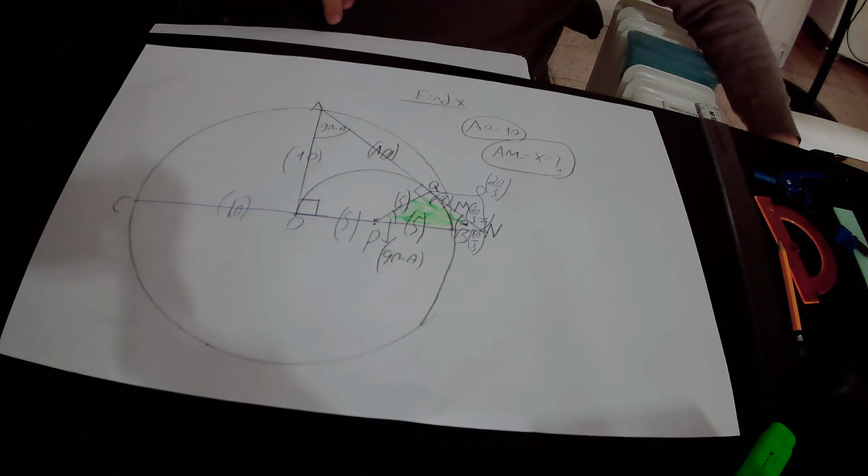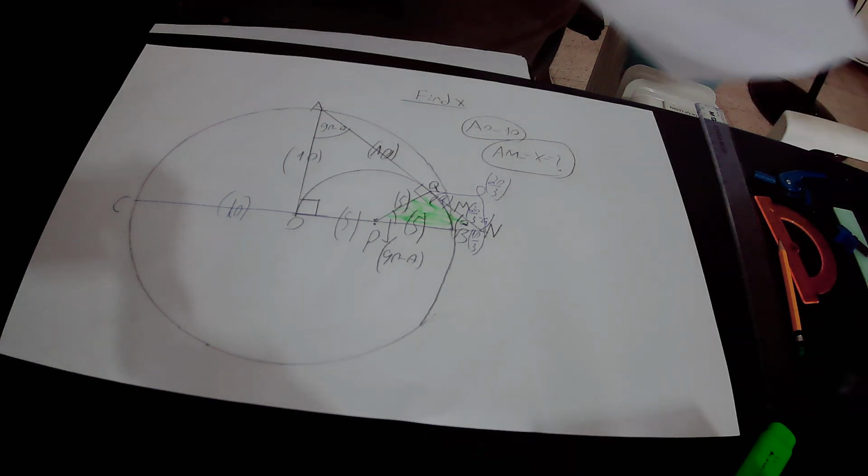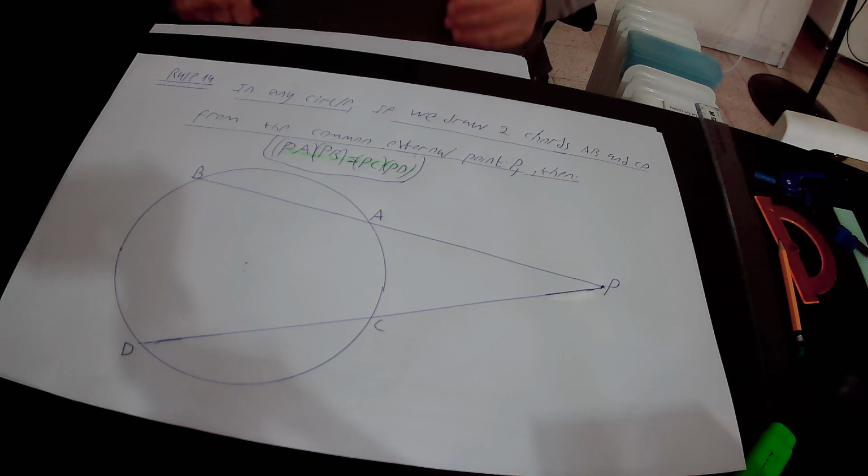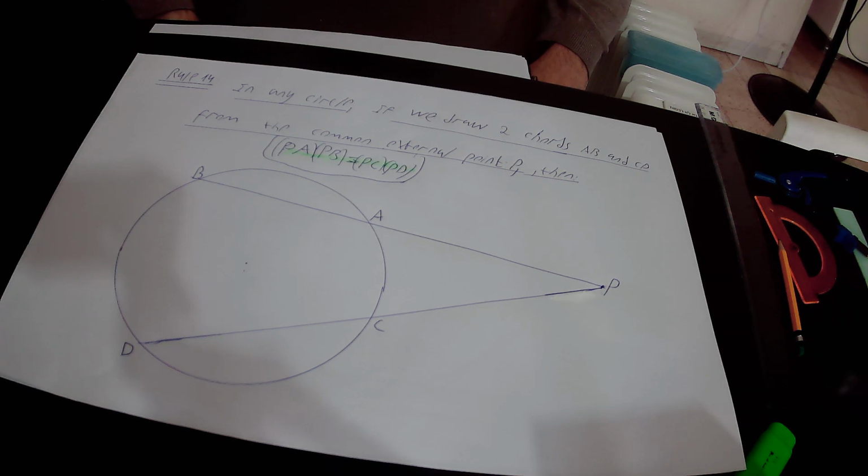The new rule is rule number 14. According to rule number 14, the following is true in any circle. So in any circle, if we draw two chords AB and CD from the common external point P, then the following equation will be true: PA times PB equals PC times PD.